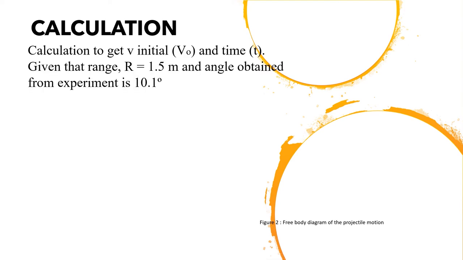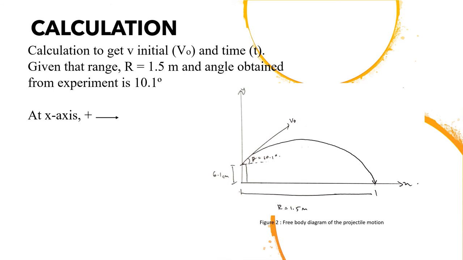The range is 1.5 meters and the angle obtained from the experiment is 10.1 degrees. Let's look at the free body diagram here. The launcher is placed on a 6.1 cm platform and launched for the ping-pong ball to travel horizontally until it achieves 1.5 meters. The angle obtained from this experiment is 10.1 degrees.